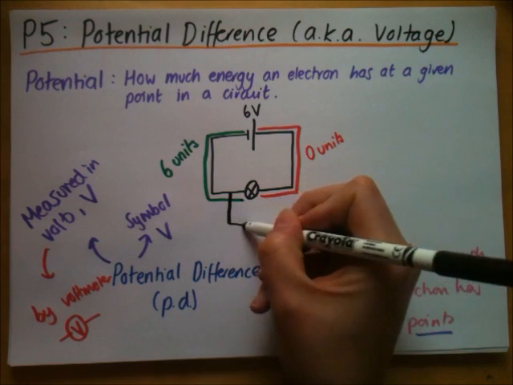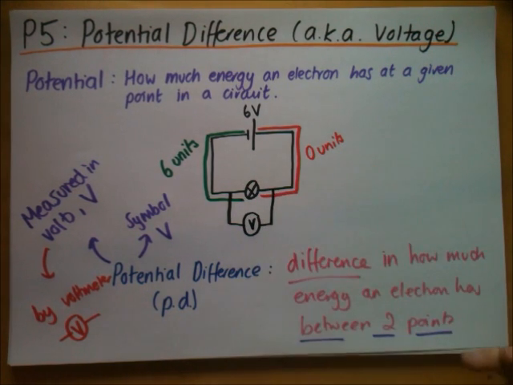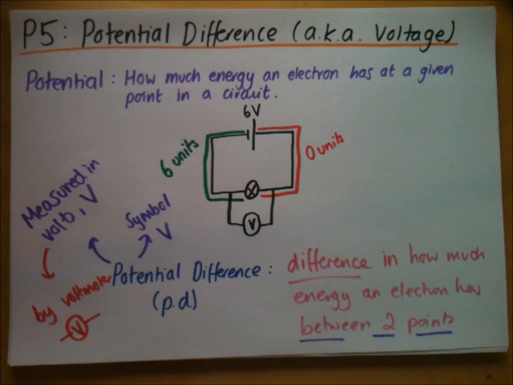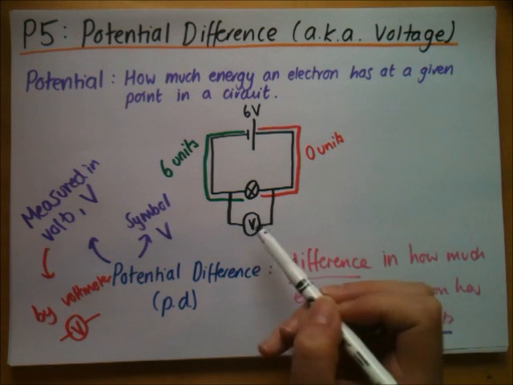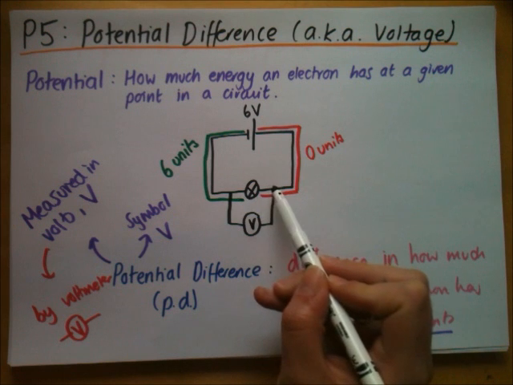We talked about the voltmeters having to be added in parallel. That is because it needs to compare two different things. It can't say what's the potential difference of this point here, so you can't put it in series. It has to look at how many units of energy each electron has at this point and how many units of energy the electrons have at this point.